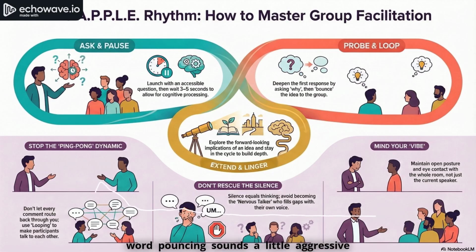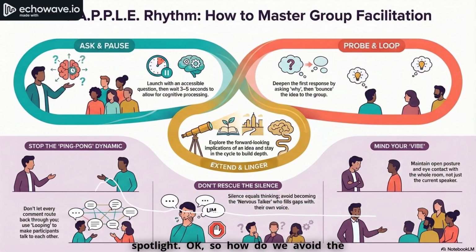I have to admit, the word pouncing sounds a little aggressive, and it triggers my own anxiety just hearing it. I get that. Because if someone in the room is quiet, they're usually quiet for a reason. Like they might be an internal processor, or maybe they just hate public speaking. Doesn't singling them out risk making them freeze up like a deer in headlights? It's a valid concern. The biological fear of public speaking is very real, which is why the execution of a pounce must be an invitation, not a spotlight.